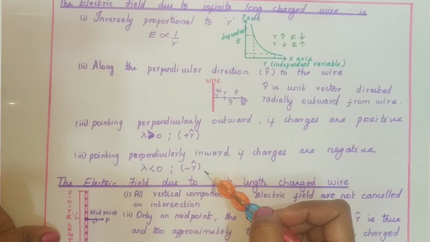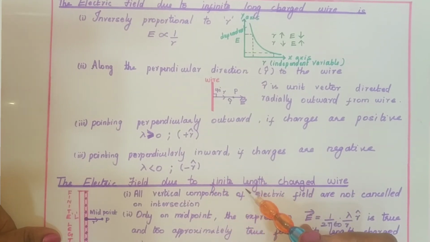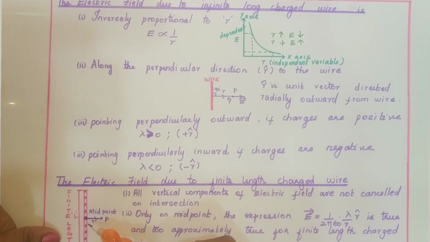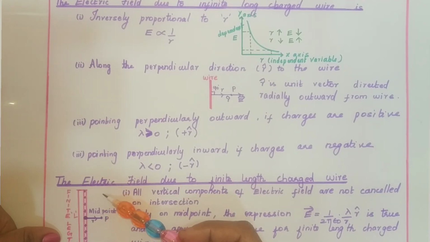So far we discussed an infinitely long charged wire. Now let us see whether this expression E equal to 1 by 2 pi epsilon naught lambda by R holds for a finite length of charged wire. That is, now we are considering a wire of a particular length L, not infinite. Here the vertical components of the electric field will not all be cancelled. Only if the wire is infinite, all the components get cancelled. So the electric field value may change here.